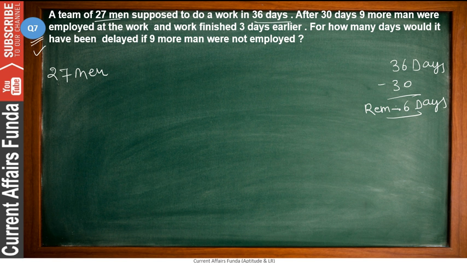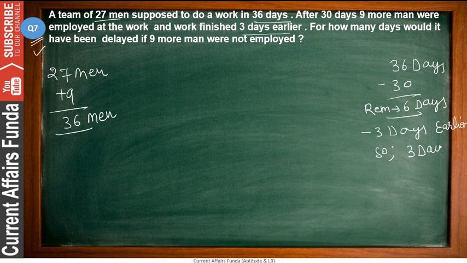And 9 more men are employed, that means it will be 36 men. So friends, we can also say like this: the work finished 3 days earlier, so it will be 6 minus 3, that is 3 days. For how many days would it have been delayed if 9 more men were not employed? That means deduct 9, so it will be again 27.